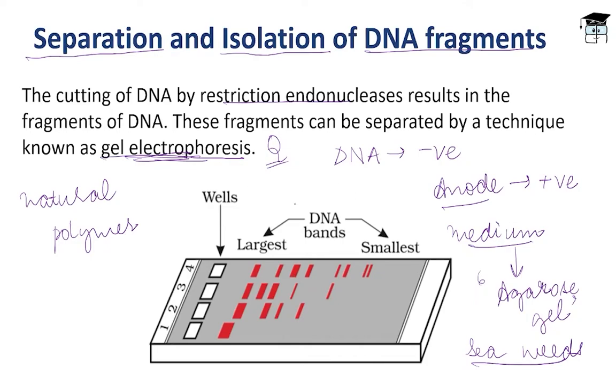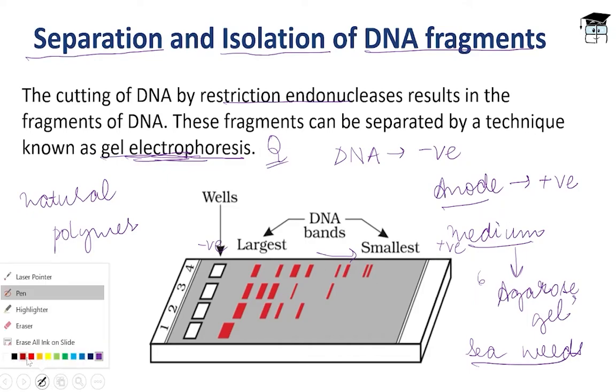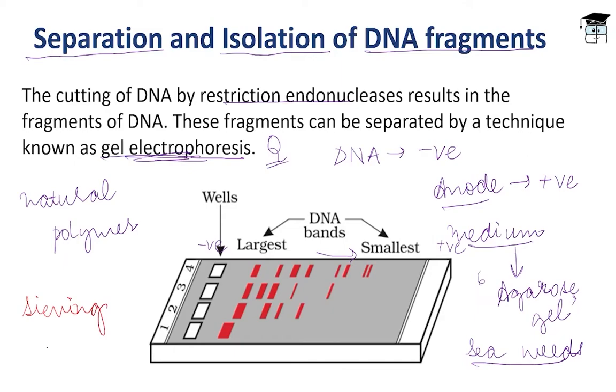gel. Now, we know that the smallest fragment will rush faster towards the anode. Here is the anode, here is the cathode. So the smallest fragment will rush faster towards the anode, and then the bigger one, then the bigger one. So these fragments arrange themselves according to their sizes through the sieving effect.